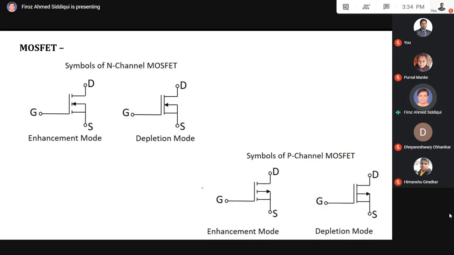So let us see the symbol of the MOSFETs. This is the N-channel MOSFET. For N-channel, this is the symbol of enhancement type and this is the symbol of depletion type. If you see in both, the direction of the arrow is inwards. So you have to draw the arrow direction inwards.